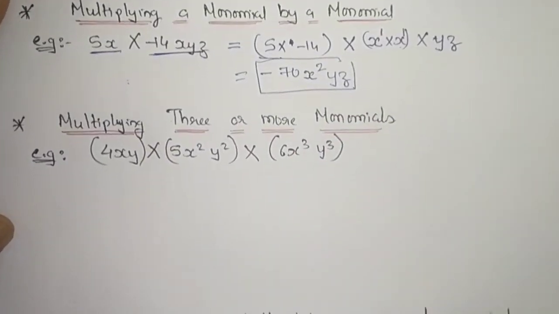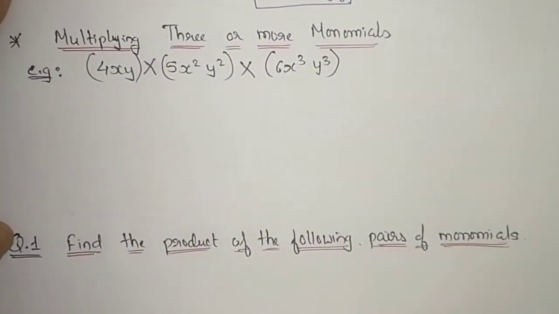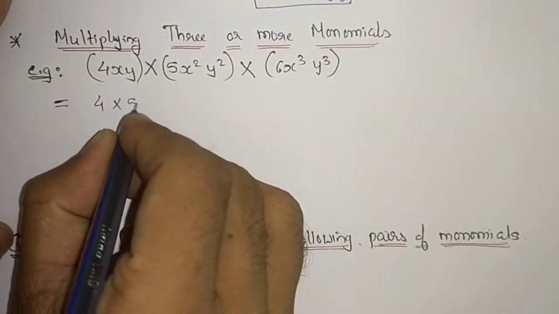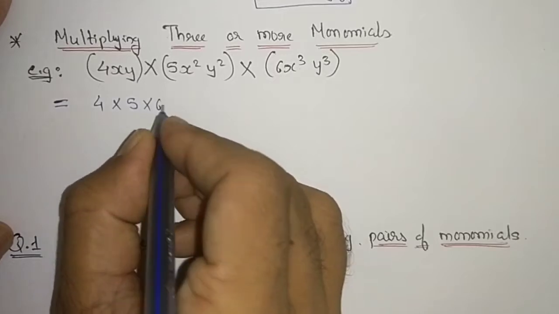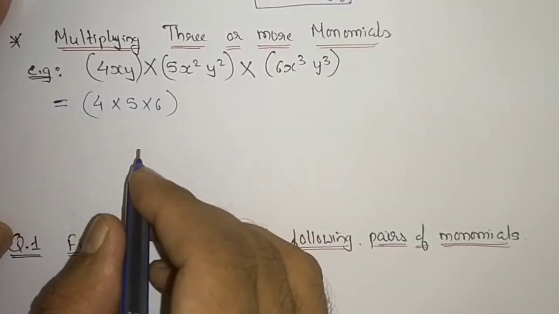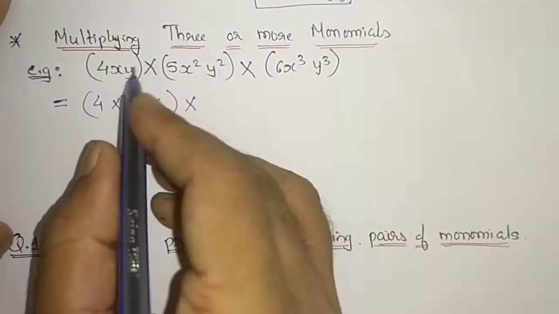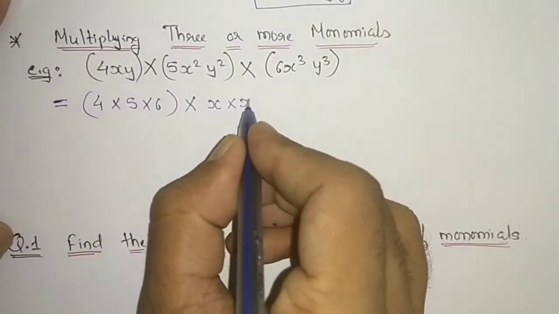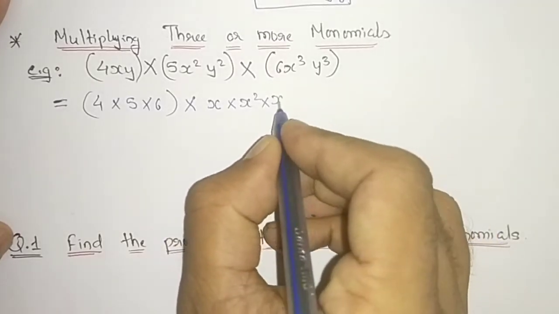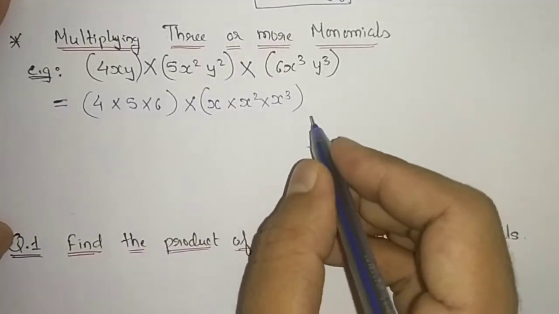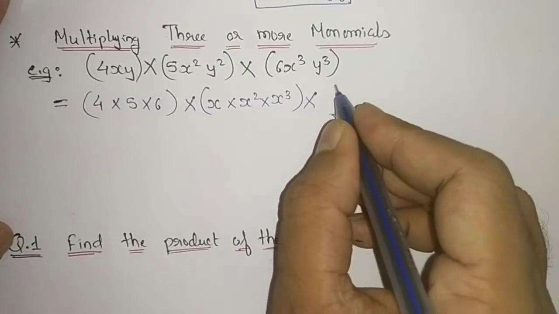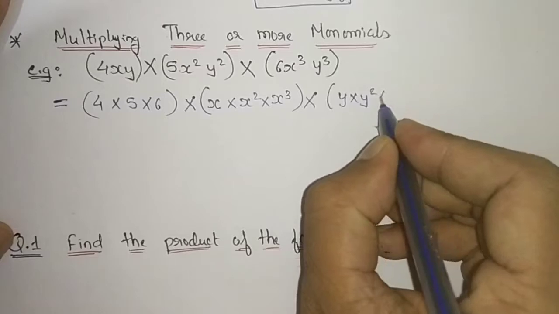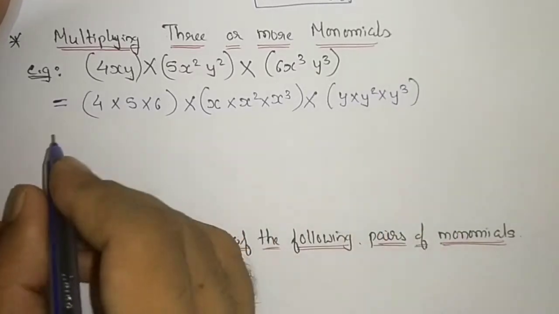Now coming to 3 or more monomials, the same procedure will be applied. We are going to place all the numerical values in one bracket and multiply them together. Then the same variable, that is here it is x, multiplied by x square, multiplied by x cube in one bracket, and then finally multiply the remaining variable, that is y into y square into y cube.